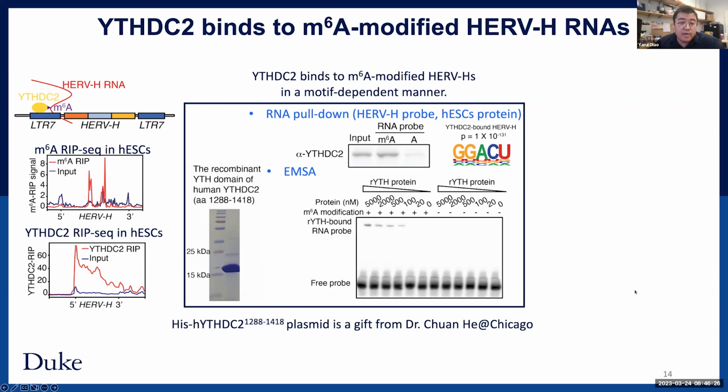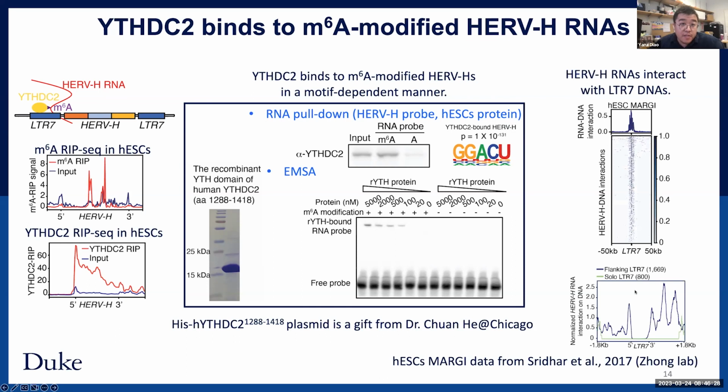And lastly, we asked whether there is a physical interaction between HERVH RNA and LTR7 DNA. To address this question, we downloaded the MARGI data that were generated by Zhong Sheng's lab using human embryonic stem cells. And from the MARGI data, we found that indeed the DNA sequences that are interacting with the HERVH RNA are highly enriched on the LTR7 sequences.